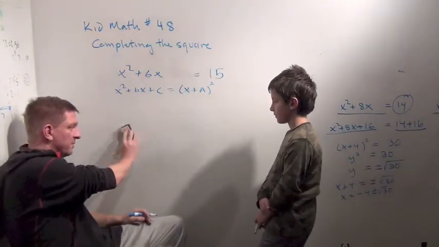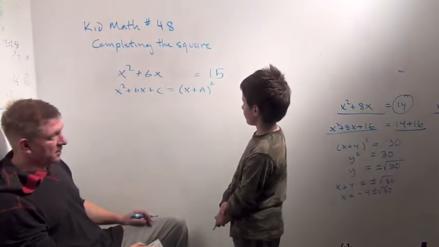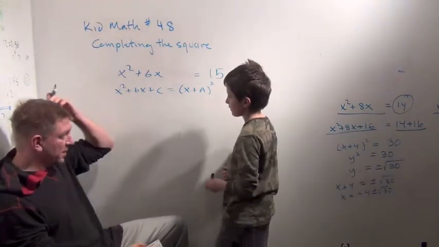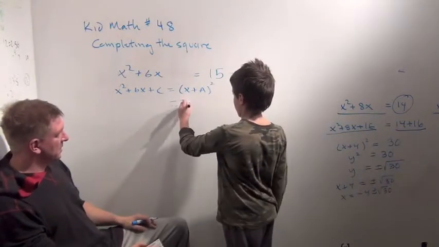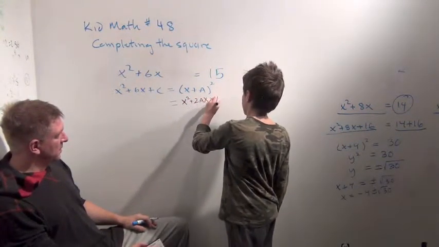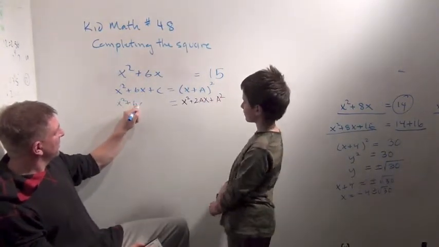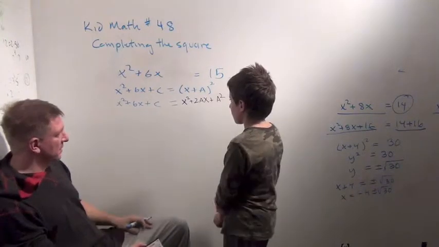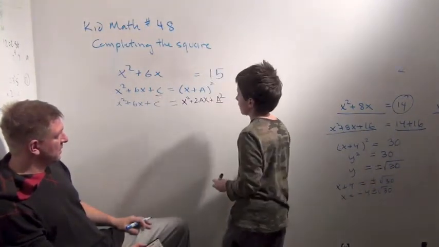We could check a few perfect squares, but maybe we should just do out the arithmetic, because it's not that hard. Well, what is x plus a squared when you multiply it out? It's x squared plus 2ax plus a squared. Okay, and this is supposed to equal x squared plus 6x plus c. Well, we can figure out what a is and what c is. Okay, how are we going to do that?